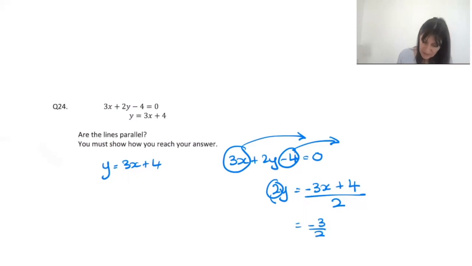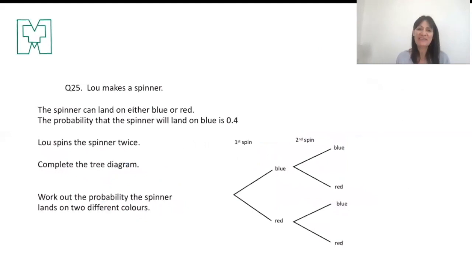Remember that the minus 3 marrying with the 2 is my gradient, and the positive in this case, 4 marrying with the 2 is my y-intercept. Now, there's nothing to do with the y-intercept, so I'm homing in just on the gradient, and you can say, no, they are not parallel because you have a gradient of 3, which does not equal a gradient of minus 3 over 2. Okay, all right, we're getting there. Question 25. Hit pause and press play when you're ready.